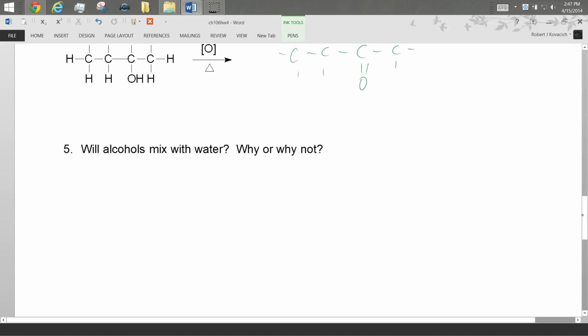How about alcohols mixing with water? Do they? Yes, no? It depends. It depends how long the chain is.